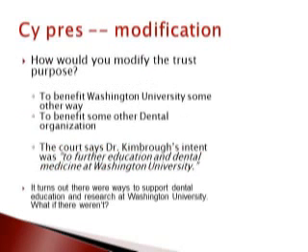So how would you modify the trust purpose in this case? Would you benefit Washington University in some other capacity, or would you benefit some other dental organization? Here's where we have to identify Dr. Kimbrough's actual general intent. Was it about education or was it about dental medicine? The court says it was to further education and dental medicine at Washington University. Well, that's a challenge, but it turns out there were other ways to support dental education and research at Washington University. But what if there weren't, right? If there weren't, we would have a little bit of a stickier problem figuring out how to satisfy the general intent.